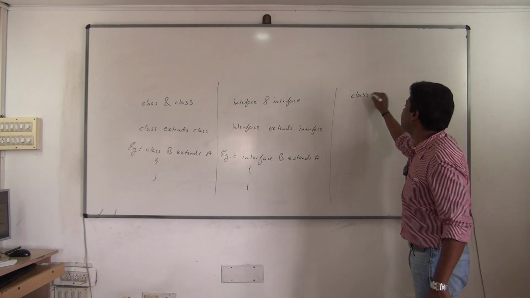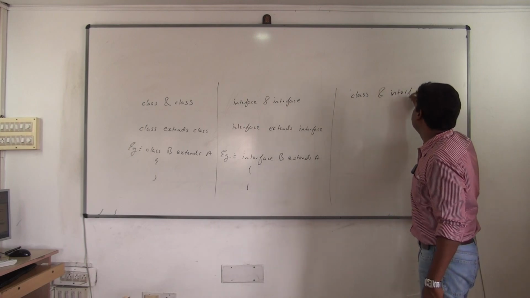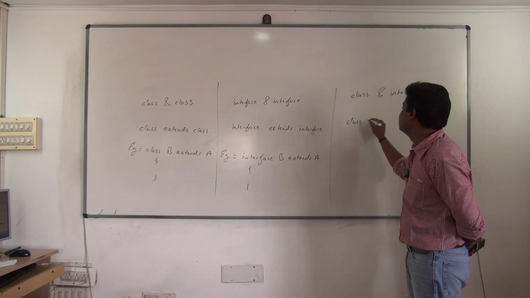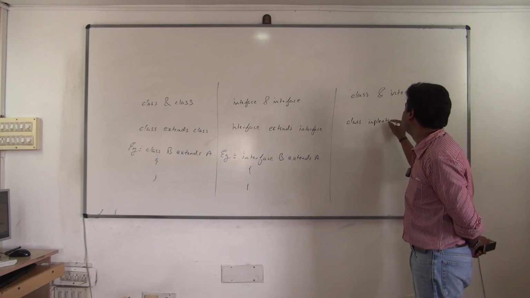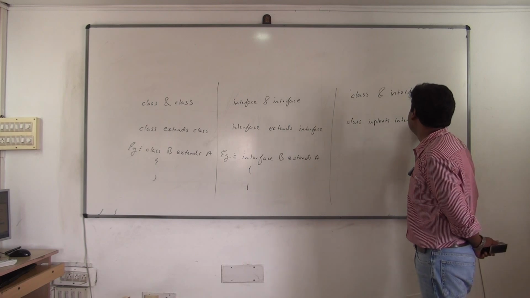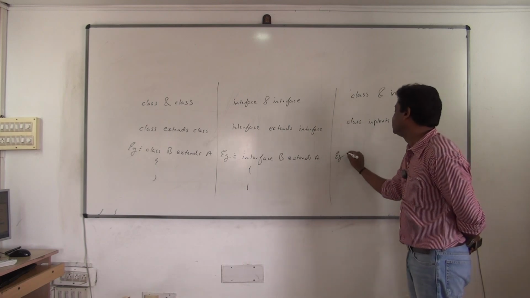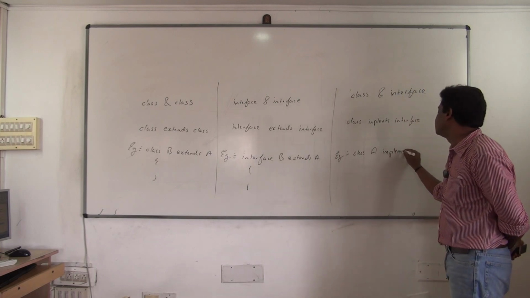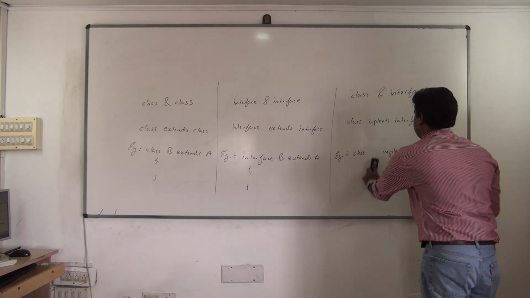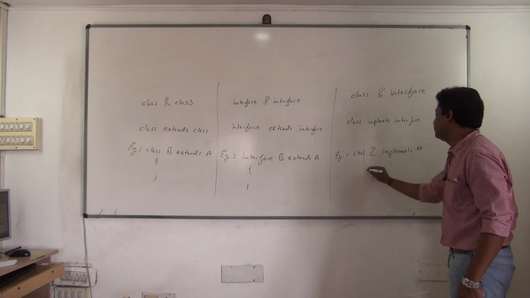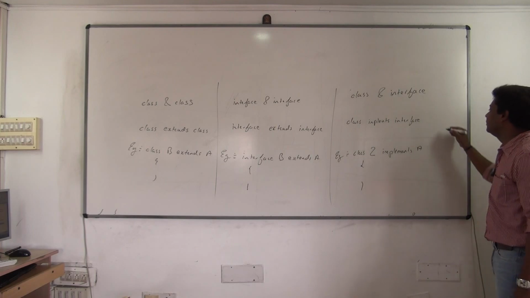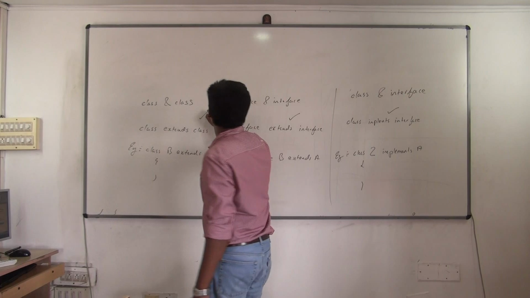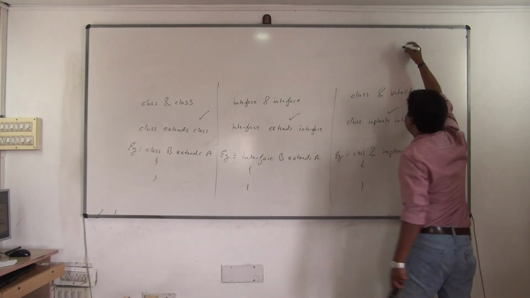The relationship between class and interface now. How does it happen? See, a class implements an interface. Remember that. An example: class A implements B, anything you can take, class Z implements A, that's your wish. But remember, all these are correct. Class and interface.